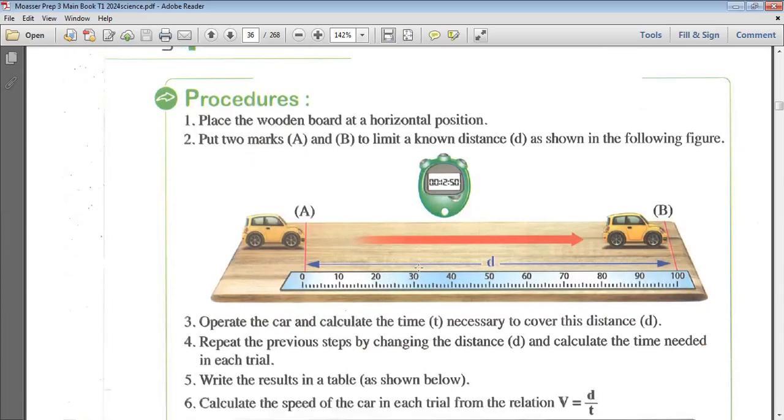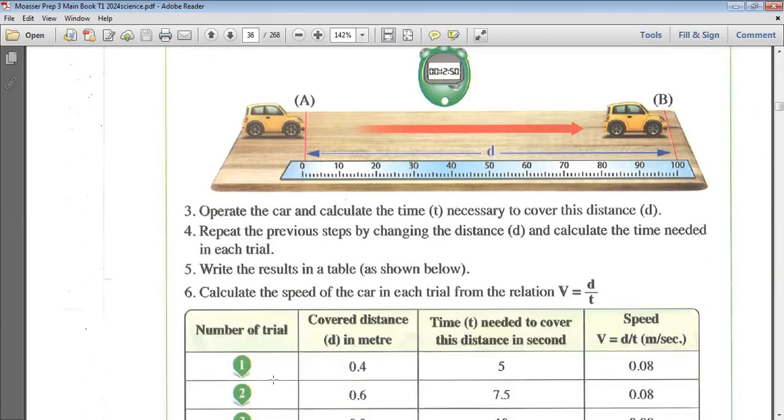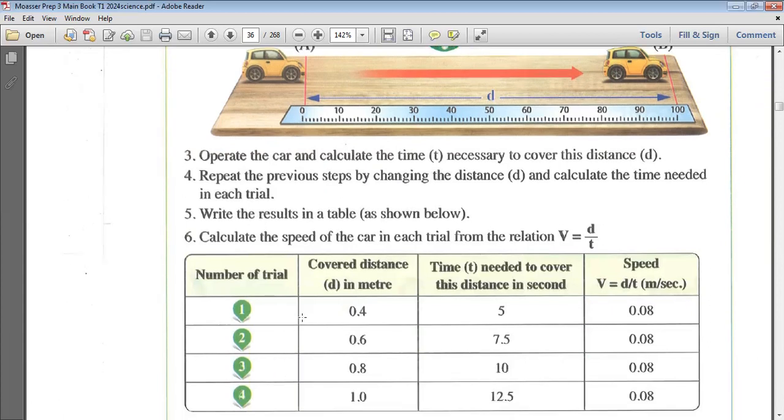Number one, we will place a wooden board in a horizontal position and put two marks, A and B, to limit a known distance, as shown in the following figure. Then we will operate the car and calculate the time needed to cover this distance. And we will repeat the steps many times and put the results in a table like this.